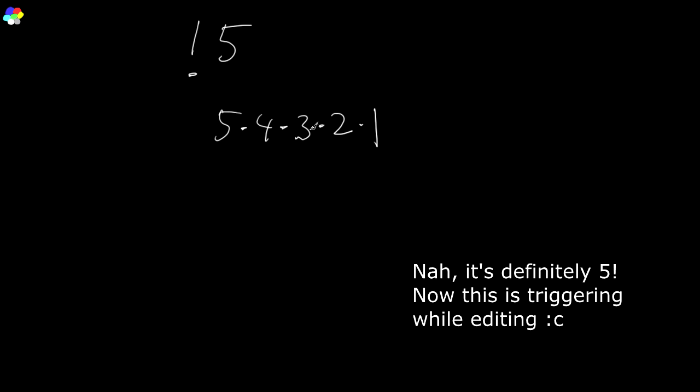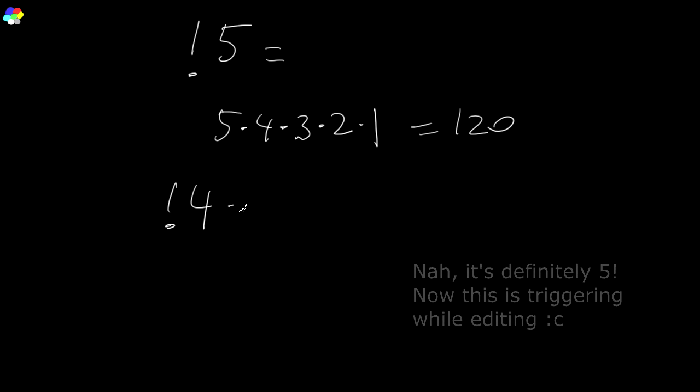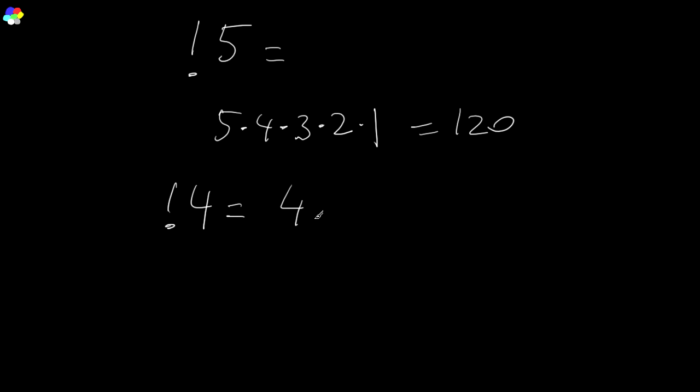Which is 20, 60, 120. I'm going to say that's equal to 120. So 5 factorial is equal to 120. Or, for example, 4 factorial would be equal to 4 times 3 times 2 times 1 is equal to 12 times 2 is 24. Okay? That's the basic idea of factorial. So we can write it like this, but you could also write factorial in recursive form.